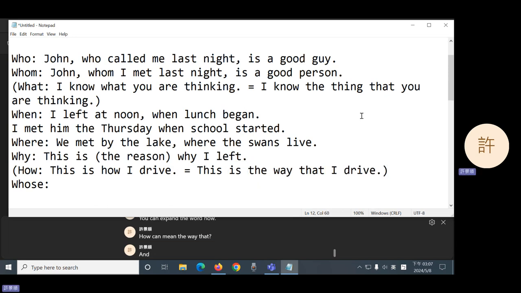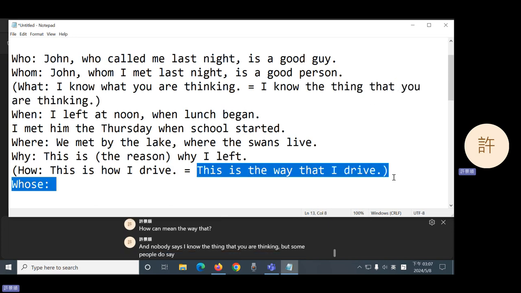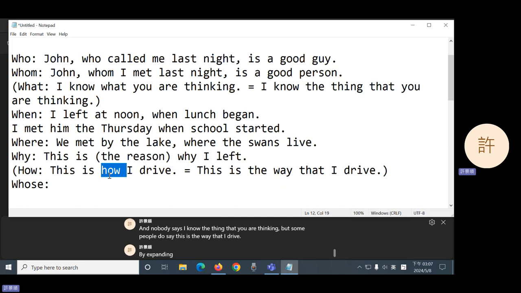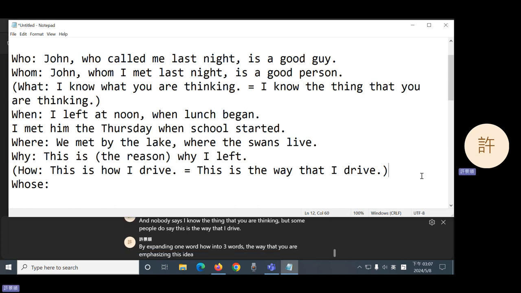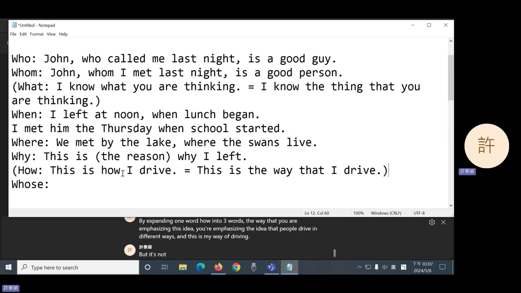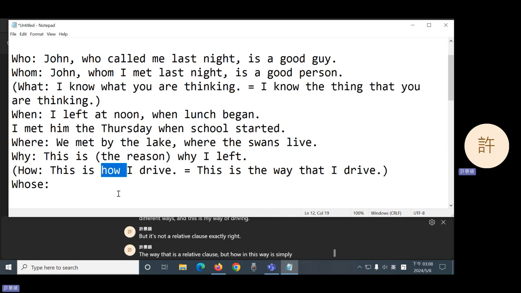And nobody says, I know the thing that you're thinking, but some people do say, this is the way that I drive. By expanding one word, how, into three words, the way that, you are emphasizing this idea. You're emphasizing the idea that people drive in different ways, and this is my way of driving. But it's not a relative clause exactly, right? The way that is a relative clause, but how in this way is simply an indirect question.